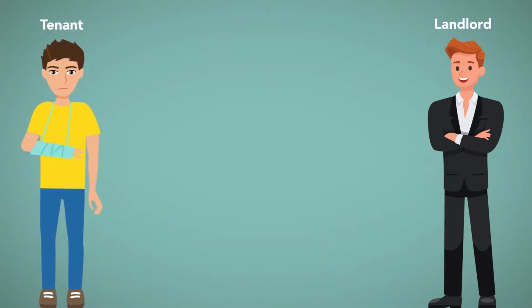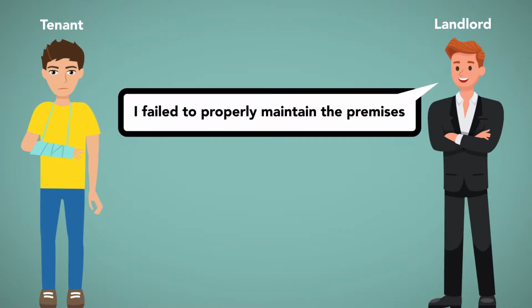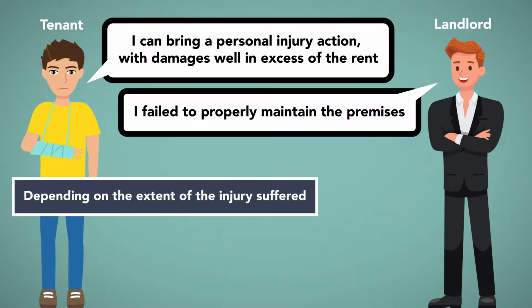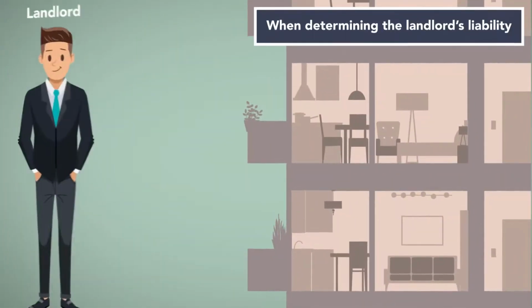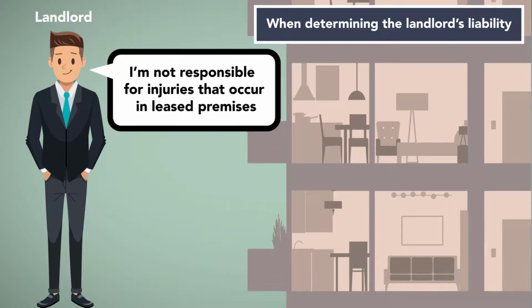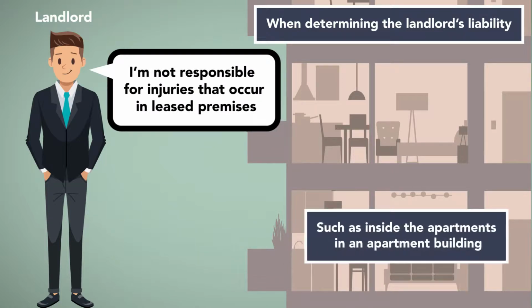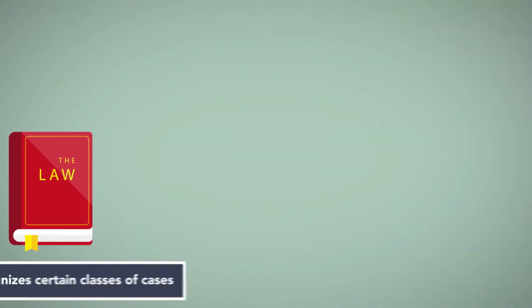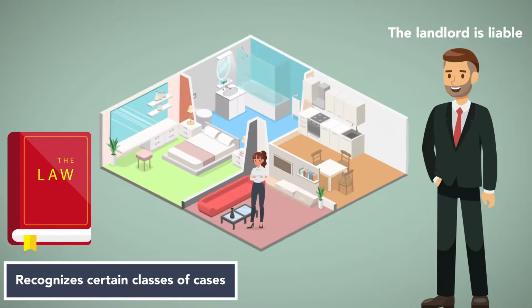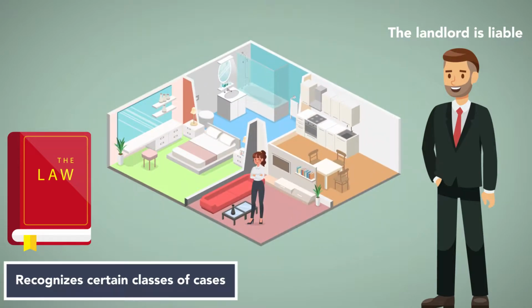By contrast, when someone is injured due to the landlord's failure to properly maintain the premises, the tenant can bring a personal injury action with damages well in excess of the rent, depending on the extent of the injury suffered. When determining the landlord's liability, the general rule is that the landlord is not responsible for injuries that occur in leased premises, such as inside the apartments in an apartment building. However, the law recognizes certain classes of cases in which the landlord is liable, despite the fact that the tenant is in control of the premises.